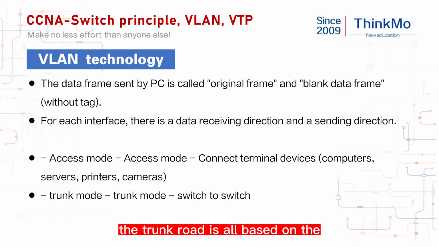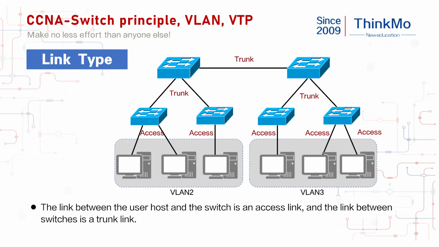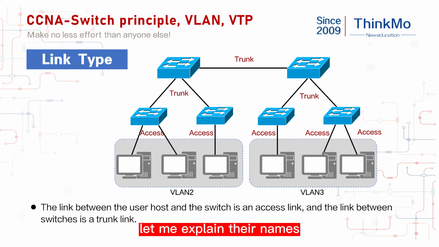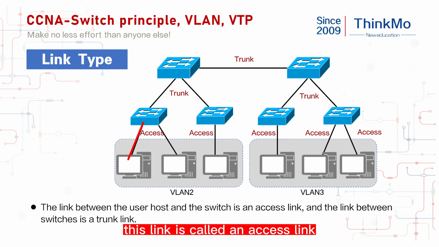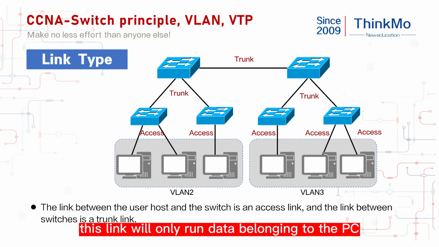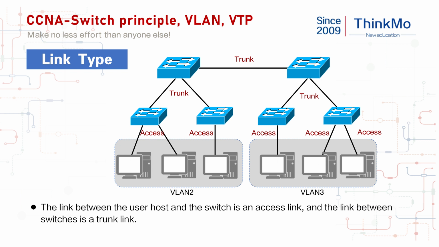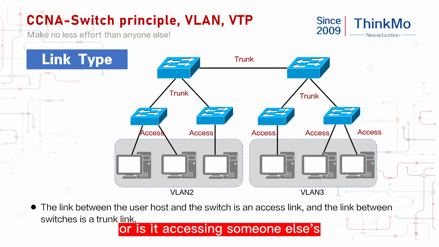The trunk road is all based on the picture in the courseware. Let me explain their names. Access link means this link is called an access link. This link will only run data belonging to the PC, whether someone else accesses it, or it is accessing someone else's. This is actually equivalent to an access device.